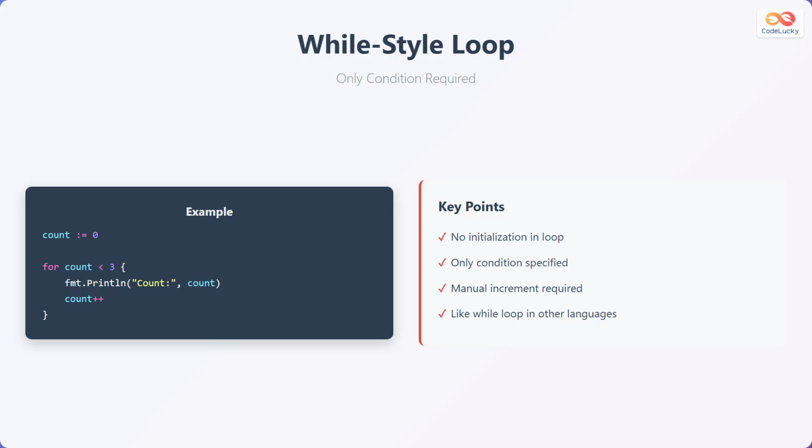Some key points to note. There is no initialization within the for loop statement itself. Only the condition is specified. Manual increment or decrement is required within the loop's body. It functions similarly to a while loop in other languages.